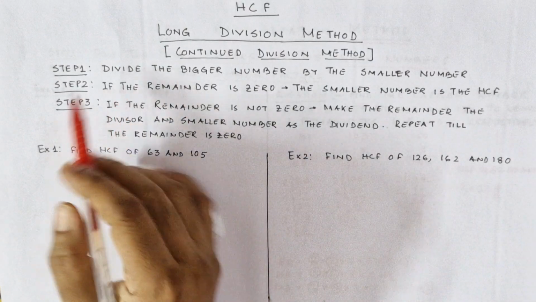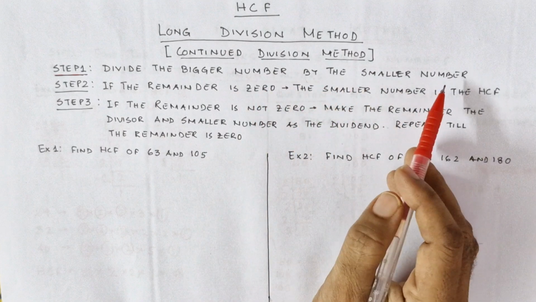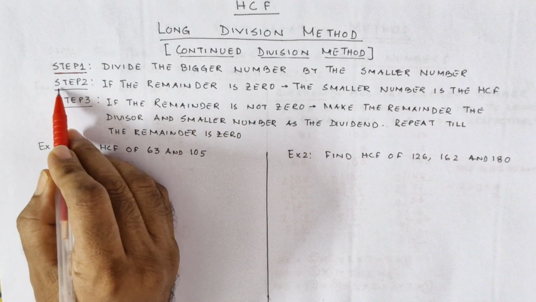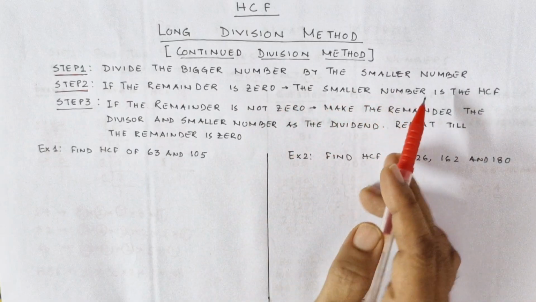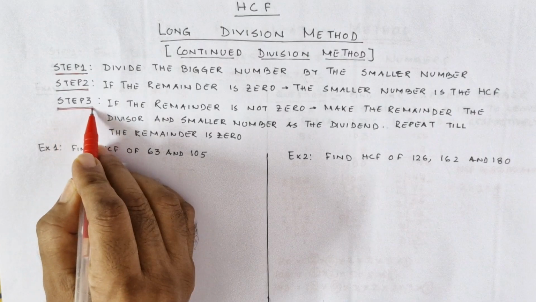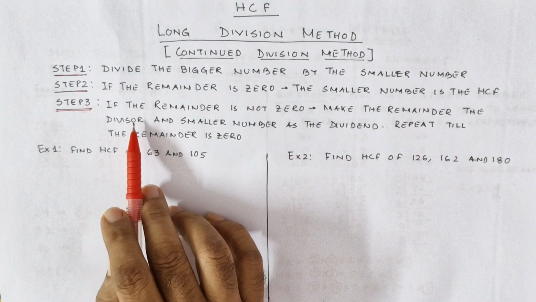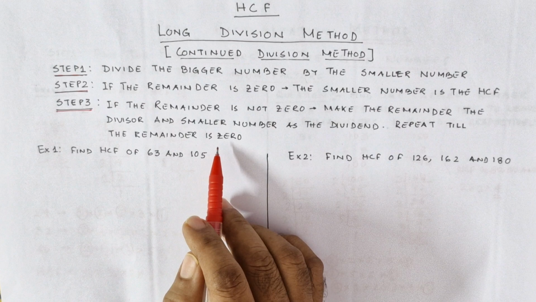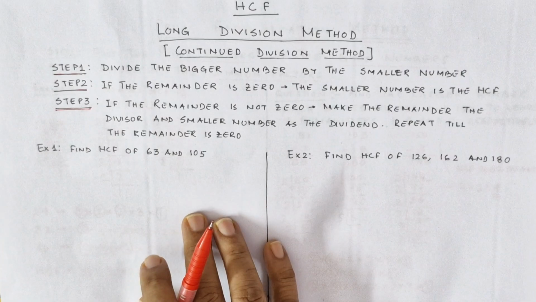There are three steps. The first step is to divide the bigger number by the smaller number. Step 2: if the remainder is 0, the smaller number is the HCF. Step 3: if the remainder is not 0, make the remainder the divisor and the smaller number the dividend, and repeat till the remainder is 0. Got it? Let's apply these three steps to a problem.